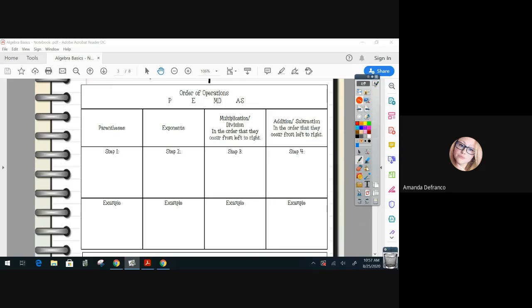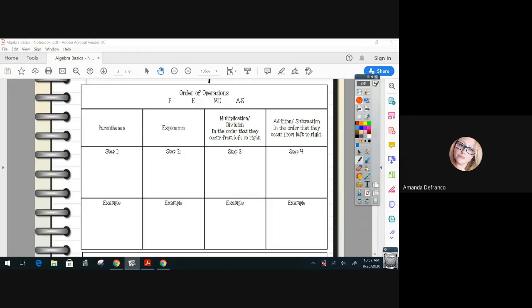in the order that they occur from left to right. So if you have a division symbol on the left side of your problem and then a multiplication symbol on your right, you're going to do that division first and then your multiplication. And then addition and subtraction in the order that they occur from left to right.